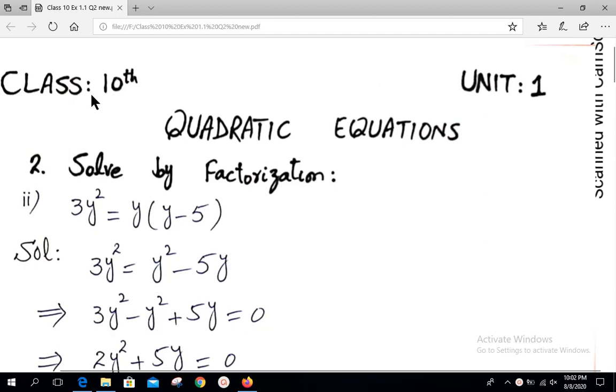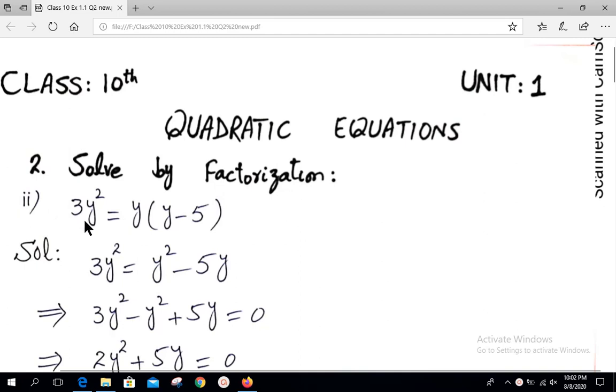Viewers, today's lesson is related to class 10th, unit number 1, the unit named quadratic equations. Today we solve the questions related to factorization. Our question number 2 states: solve by factorization. We selected first part number 2.